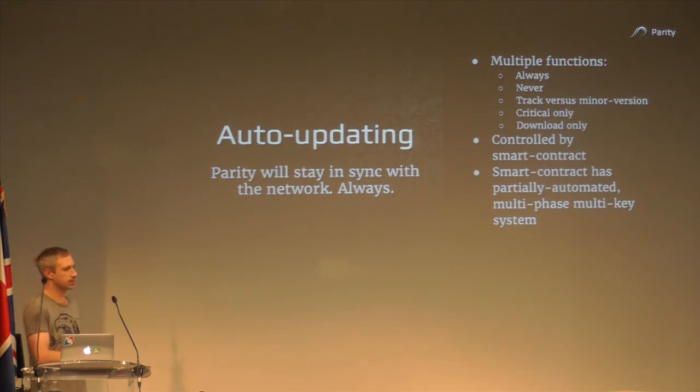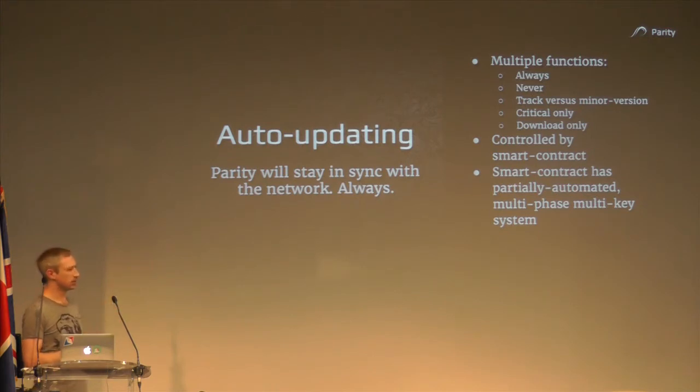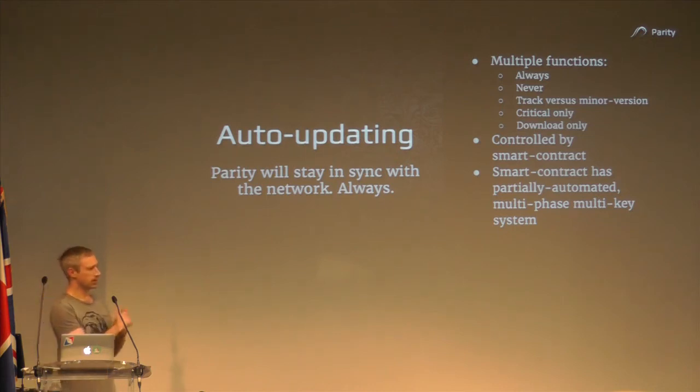So we've got auto-updating. The idea behind this is that node maintainers can automatically get updates from the network, so when we release a new version, it all just works. It's got a bunch of additional niceties, though. You can set it always to on, never to update. You can update in the release track, so always update beta releases, always update stable releases, always update nightly releases. Or you can just stick to your minor version.